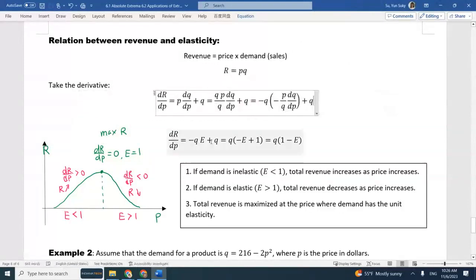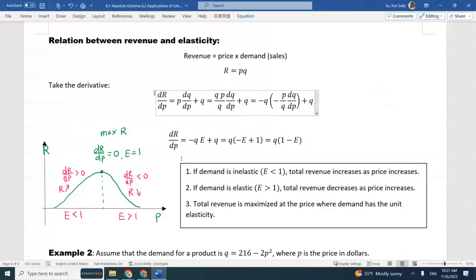All right. Yes, that is the E. So we get dR/dP is negative Q times E plus Q, right? And can we factor out the Q? Then we get minus E plus 1. That is 1 minus E, right?